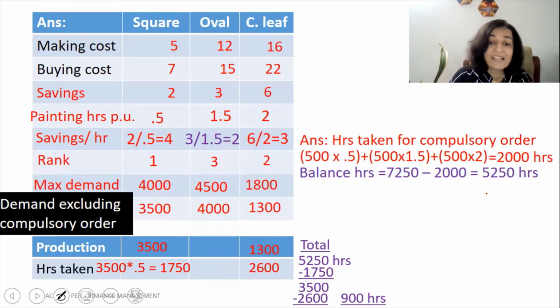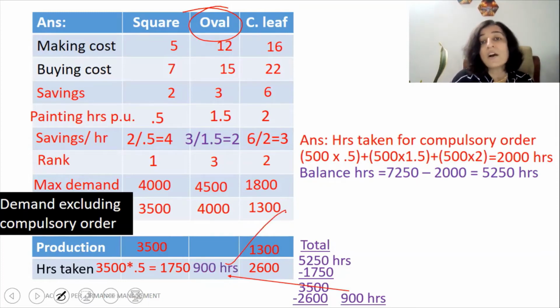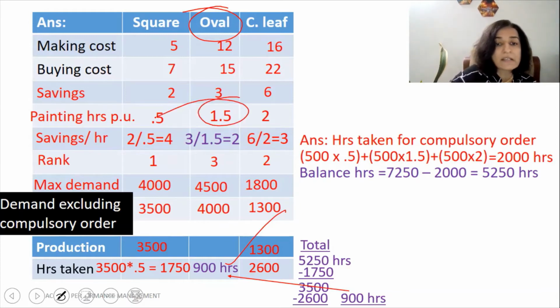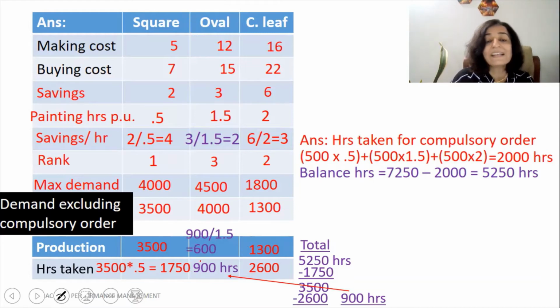So what we will do is, in this 900 hours, how many units of oval we can produce? This is what we are going to find out. So I'm just copying the balance hours left. So 900 hours. In 900 hours, how many units can we produce of oval? One unit takes 1.5 hours. So in 900 hours, we can produce 900 divided by 1.5, or 600 units of oval we will be able to produce in this 900 hours. So that's the maximum painting work that we can do in the available hours.